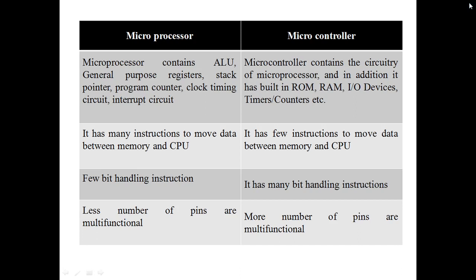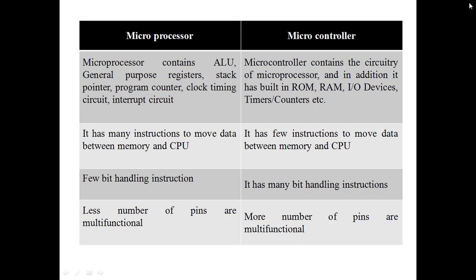Here you can see the difference between the microprocessor and the microcontroller. The microprocessor contains the ALU, general-purpose registers, stack pointer, program counter, and timing circuit. In addition to that, the microcontroller has built-in ROM, RAM, input/output devices, as well as the timer and counter.